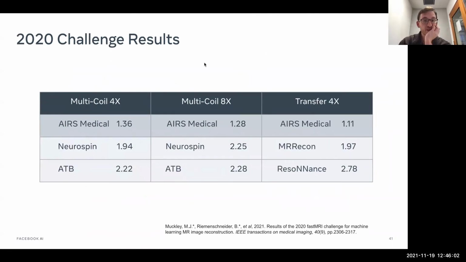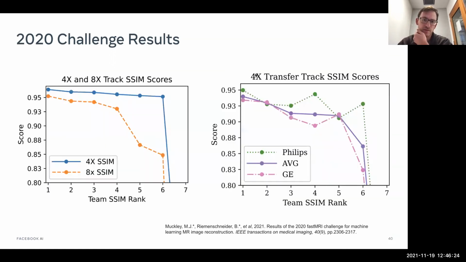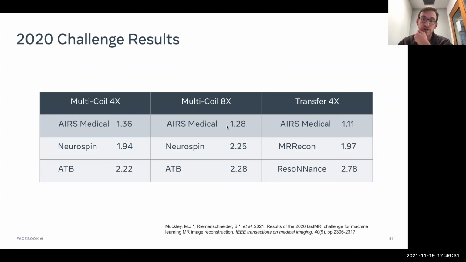In this case, the same team was on top on every single track: Airs Medical, a startup company from South Korea. The interesting thing is Airs Medical also participated in the 2019 challenge. And if you look on our public leaderboard, their model from this challenge is quite a bit better than their model from the 2019 challenge. So they made a lot of improvements. It was by far the best SSIM in this case, and we saw this in the plots before we sent things out to radiologists. So I think we were a little bit surprised to see them get the top ranking so consistently.